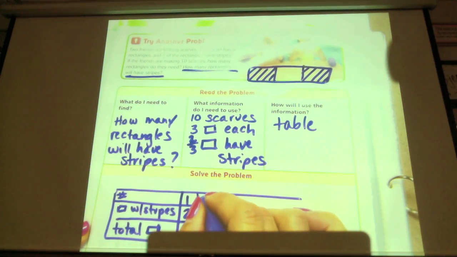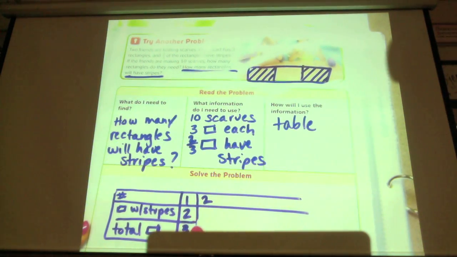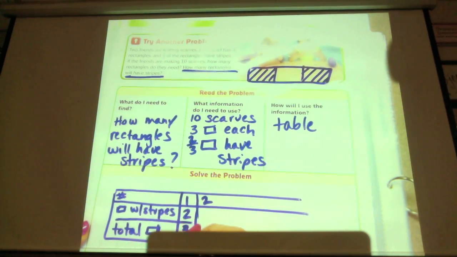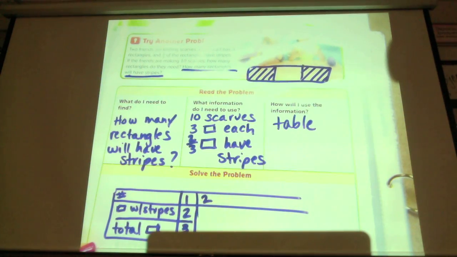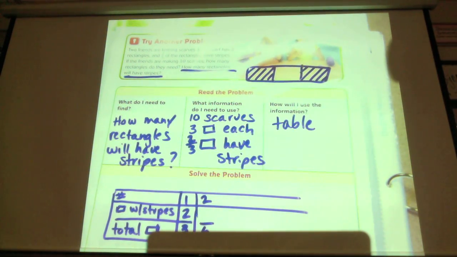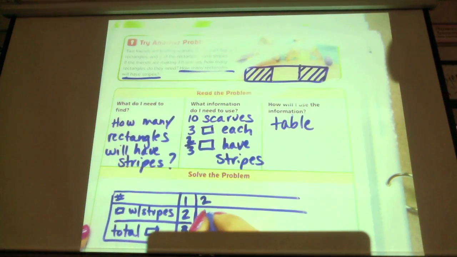So if I have 2 scarves, how many rectangles total do I have now? 6 rectangles, because I had 3, so this time I'm going to have 6. How many are going to have stripes? 4. I'm making equivalent fractions now. So you have to visualize in your head.